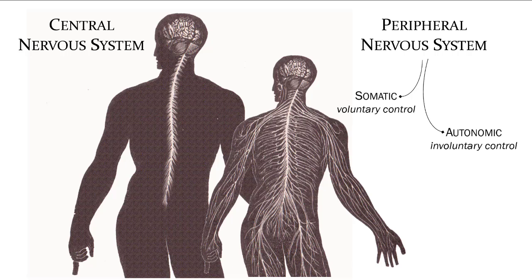The somatic nervous system targets the skeletal muscles of our body, exerting voluntary control over movement. The autonomic nervous system is entirely involuntary, controlling our organs and tissues such as the intestines, heart, and sweat glands.